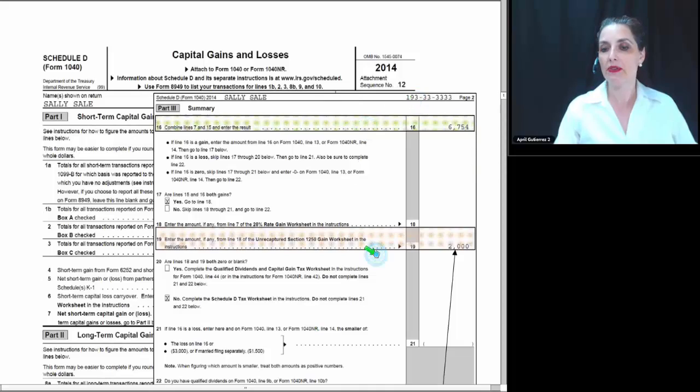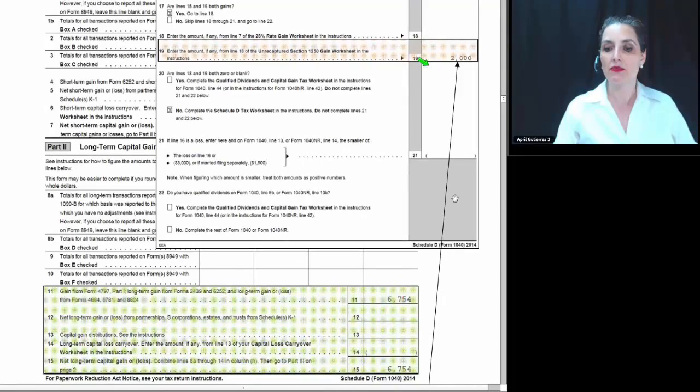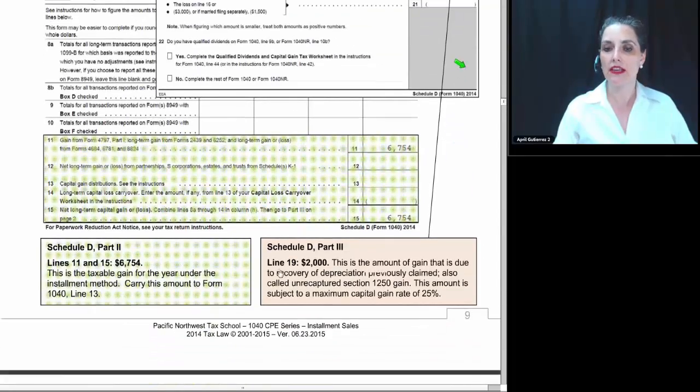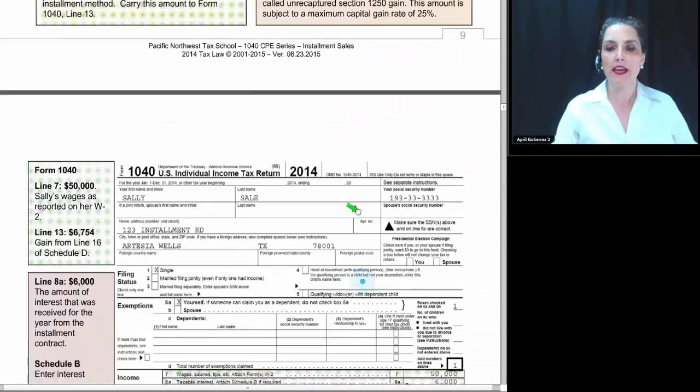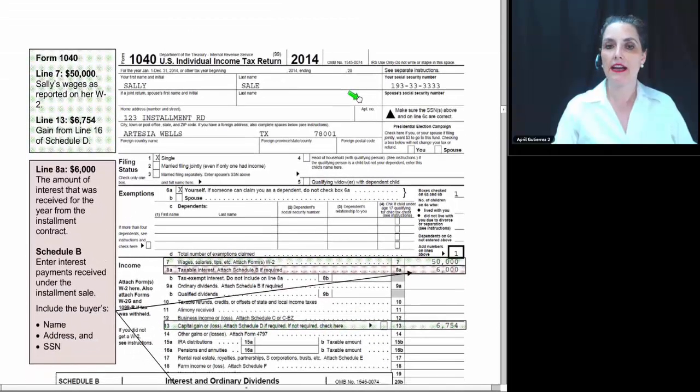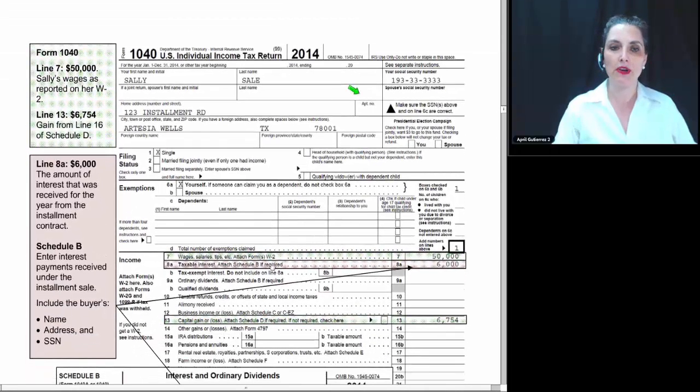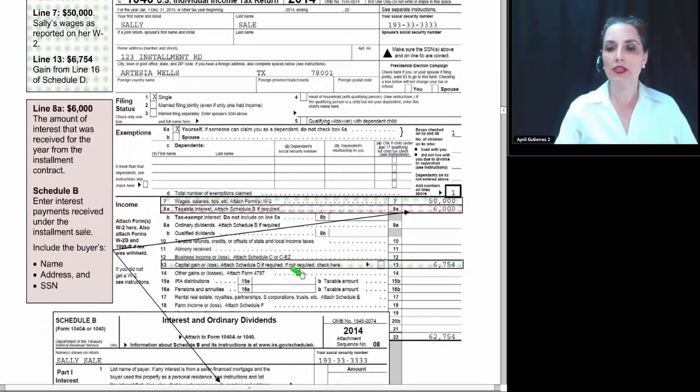The next step is to break out the portion of the profit reported on line 16 that is a recapture or recovery of depreciation, and that's the $2,000. That $2,000 becomes relevant because it carries over to the capital gain worksheet, and it's going to be used to figure her net tax on the profit from the sale of this property. But before we get to figuring her tax, let's just take a look at the front page of her return.